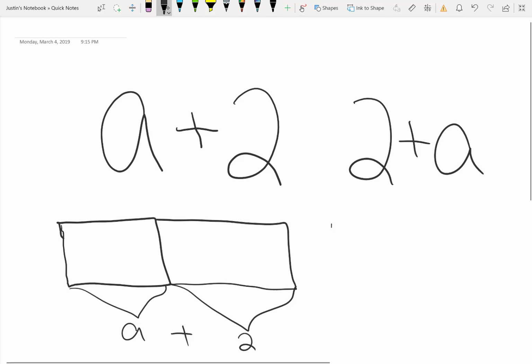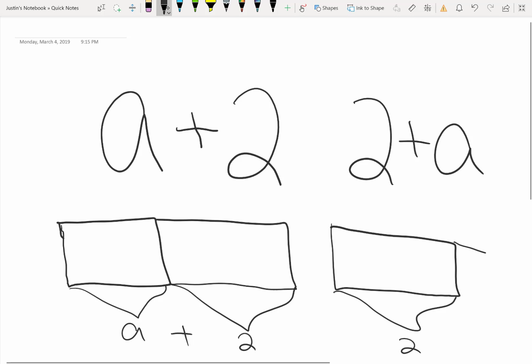And if I want to do 2 plus A, I just flip it around. Here we have 2, and then here's A. And there's 2 plus A. So go ahead and write this down. I'll give you a second, leave it up there. Make sure you have your model and that you could show the number A plus 2 and 2 plus A at the beginning for the opening exercise. And then we'll go over the exercises, and we'll start on exercise 1.